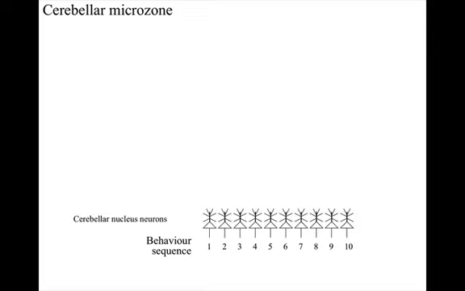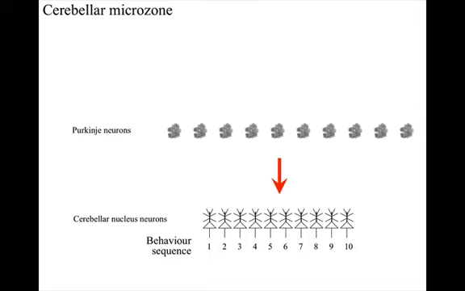A cerebellar microzone contains an array of cerebellar nuclei neurons. A different neuron, or small group of neurons, corresponds with each behavior in the sequence. And in the case of episodic memory retrievals, these neurons target the thalamus and establish synapses onto the thalamic neurons that fire when the corresponding behavior in the sequence occurs.